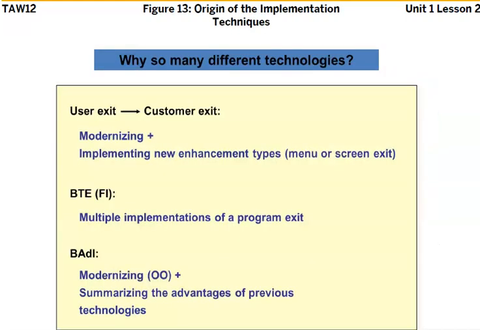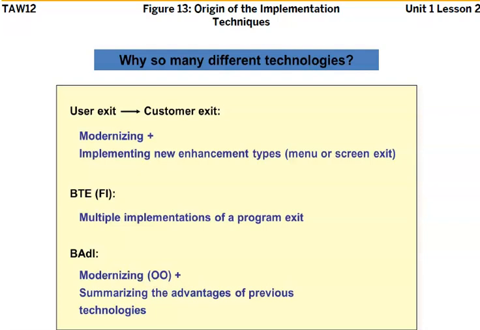So we have this. Why so many different technologies? You might get confused at the beginning that why SAP has implemented so many things. Like we have user exits, we have BTEs, we have BAdIs. Why? Basically, SAP started off with the enhancements concept with exits. Okay, so we call them user exits, customer exits, menu exits, screen exits. These all are exits. So basically, this was the first thing.